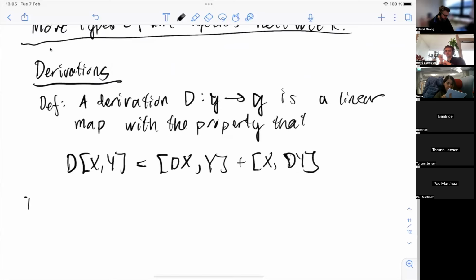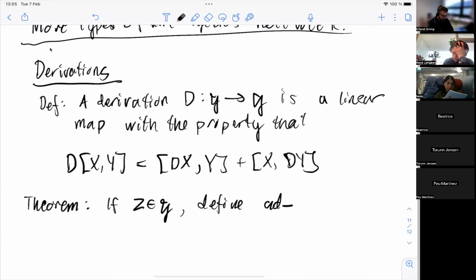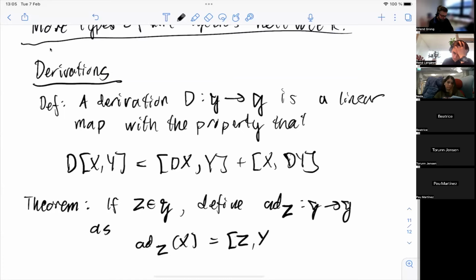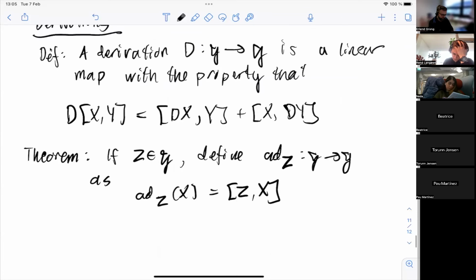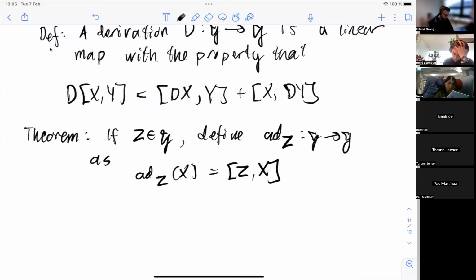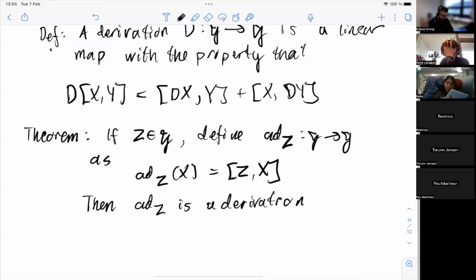And the last result we'll end on is the following theorem. So if Z is in G, define small ad Z from G to G as ad Z of X equal to the bracket of X and Z. Then ad Z is a derivation. So this is called an inner derivation.